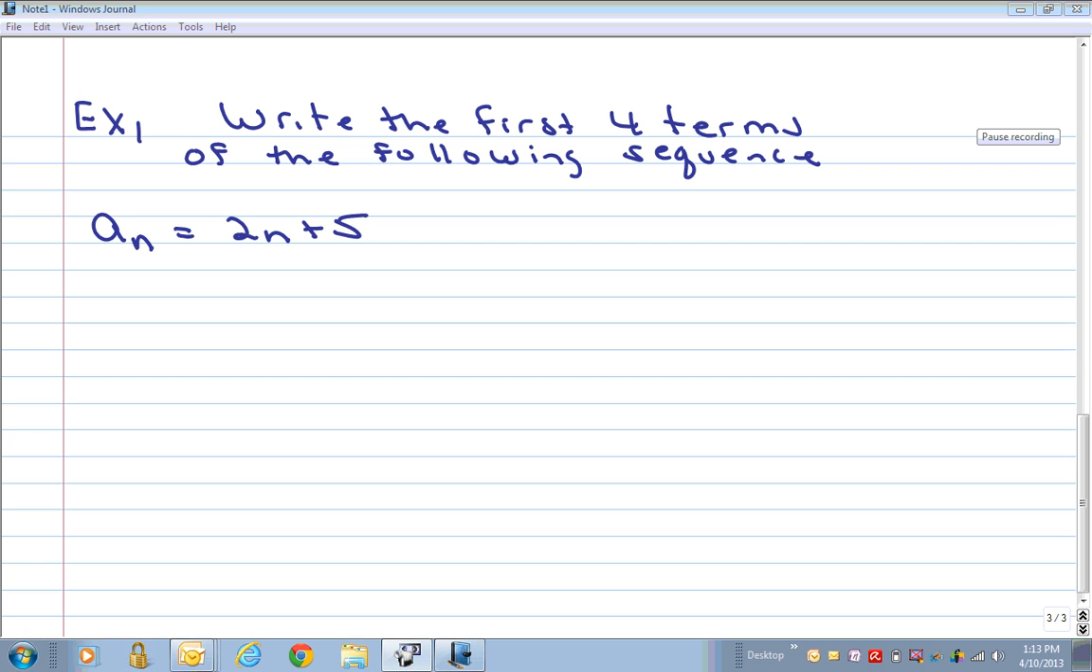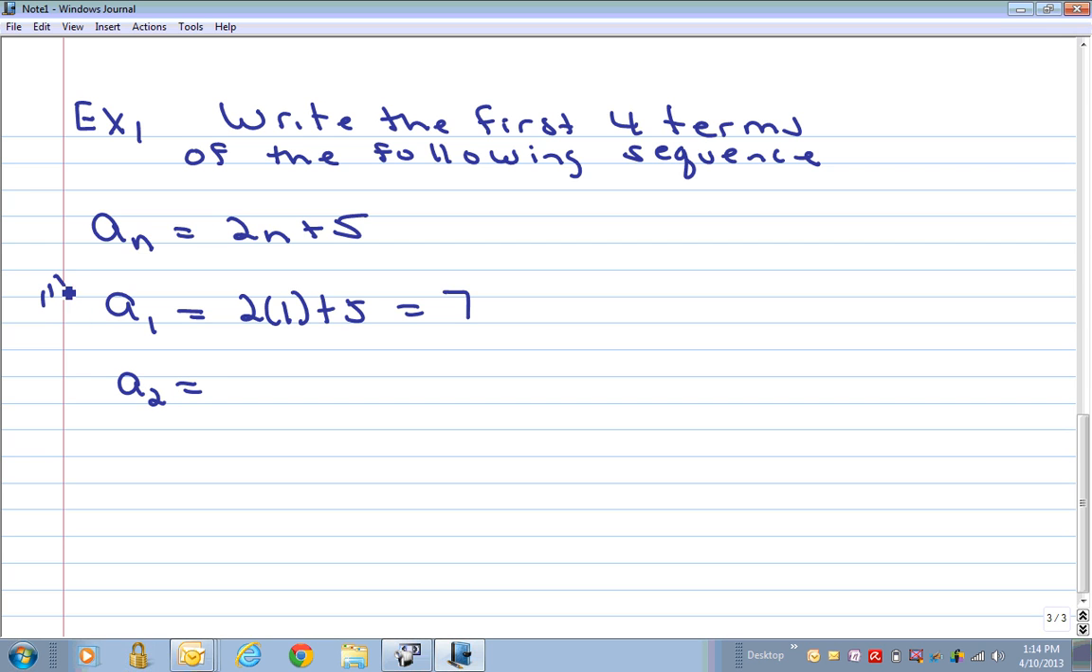All right, let's take a look at this example. We're going to be writing the first 4 terms of the following sequence. Our expression is a sub n equals 2n plus 5. That was very much like what I said a while ago, where you had f of x equal 2x plus 5. Very similar, except that the n has a double meaning now. It also means the term number. So we're going to write a sub 1, which means our first term, and we're also going to substitute the 1 in for the n. So 2 times 1 plus 5, which would give us 7.